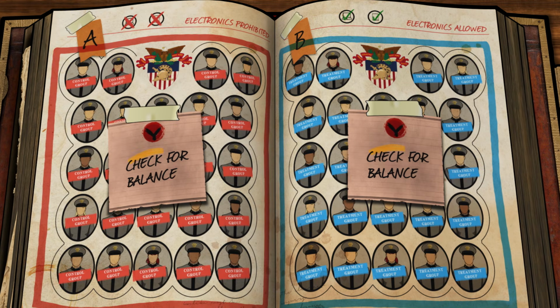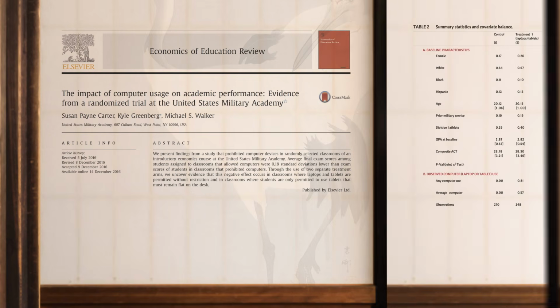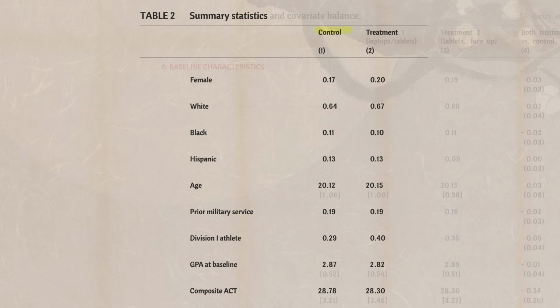We therefore check for balance, comparing student background variables across groups to make sure they indeed look similar. Here's the balance check for West Point. This table has two columns, one showing data from the control group and one showing data from the treatment group. The rows list a few of the variables that we hope are balanced: sex, age, race, and high school GPA, among others. The first row indicates what percentage of each group is female. It's 17% for the control group and 20% for the treatment group.